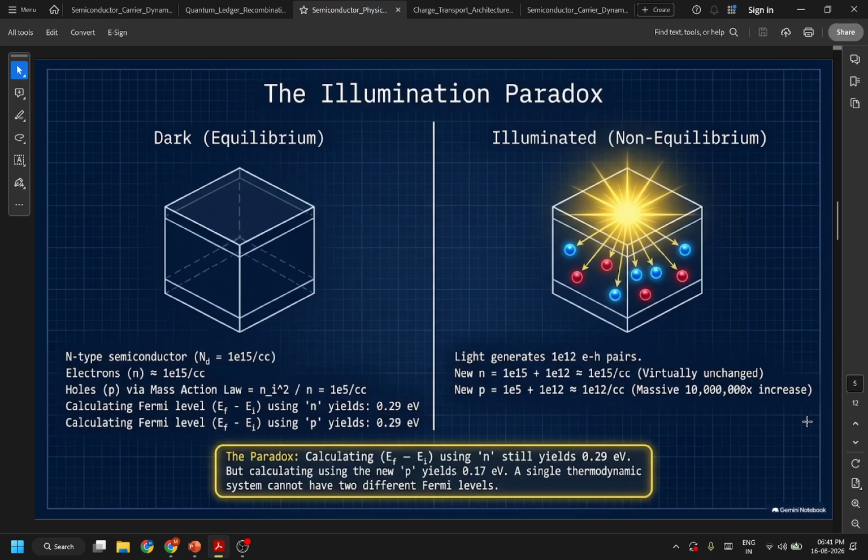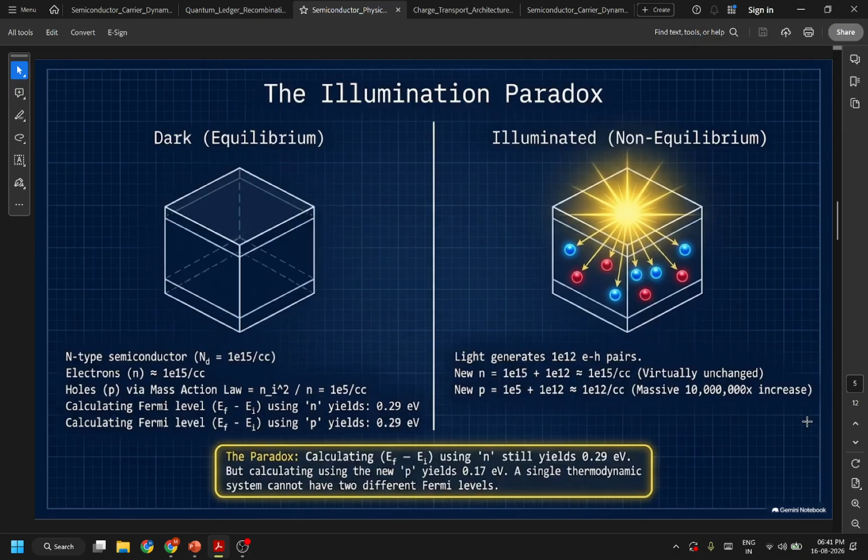So in dark, which is equilibrium, we have, let's say, an n-type semiconductor where Nd is 1 into 10 power 15 per centimeter cube. So we have electrons 1 into 10 power 15 per centimeter cube. Holes we can calculate using mass action law, which gives us 1 into 10 power 5 per centimeter cube. Then we can calculate the Fermi level for both, using EF minus EI: using n we get 0.29 eV, using p we get 0.29 eV, which is the same.